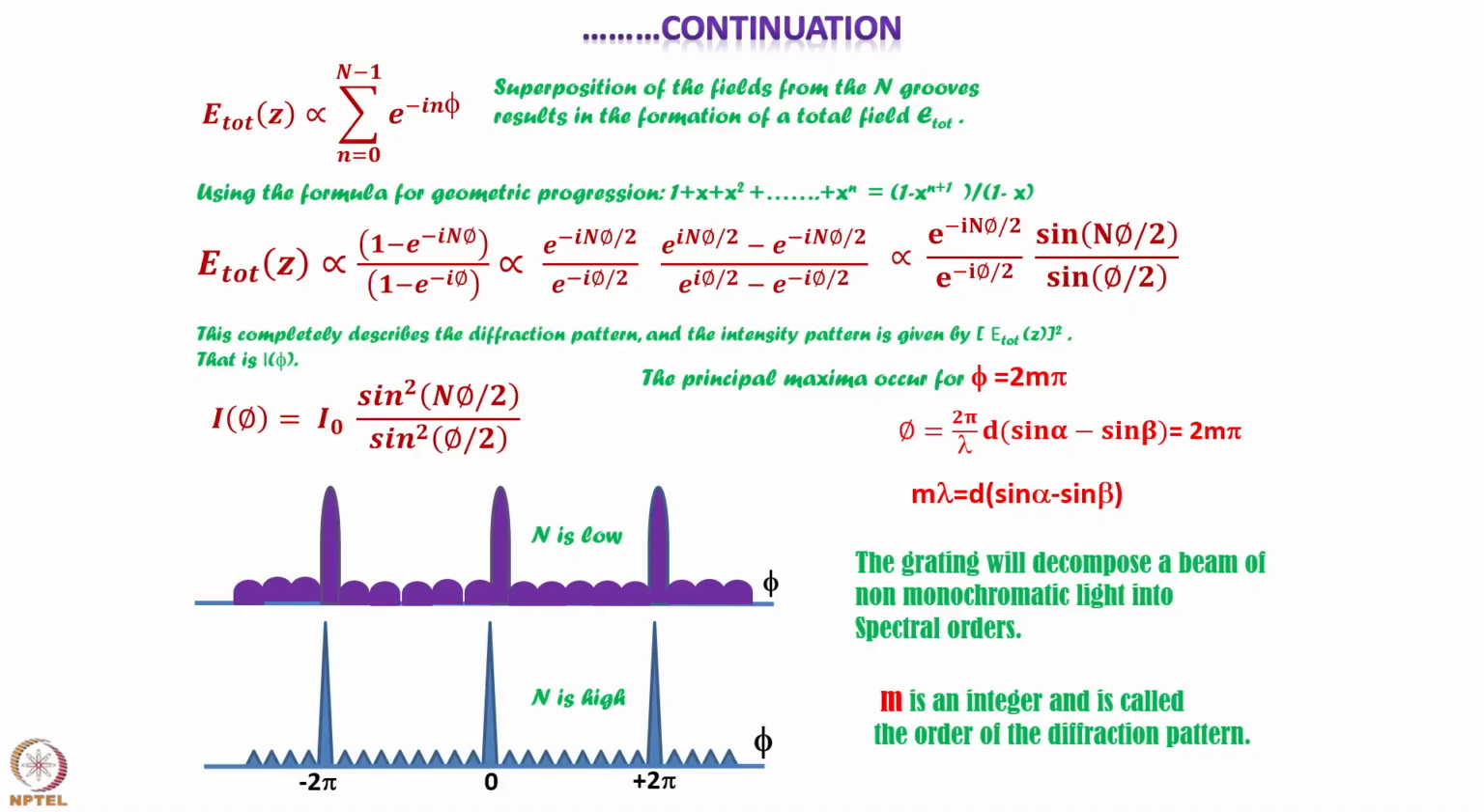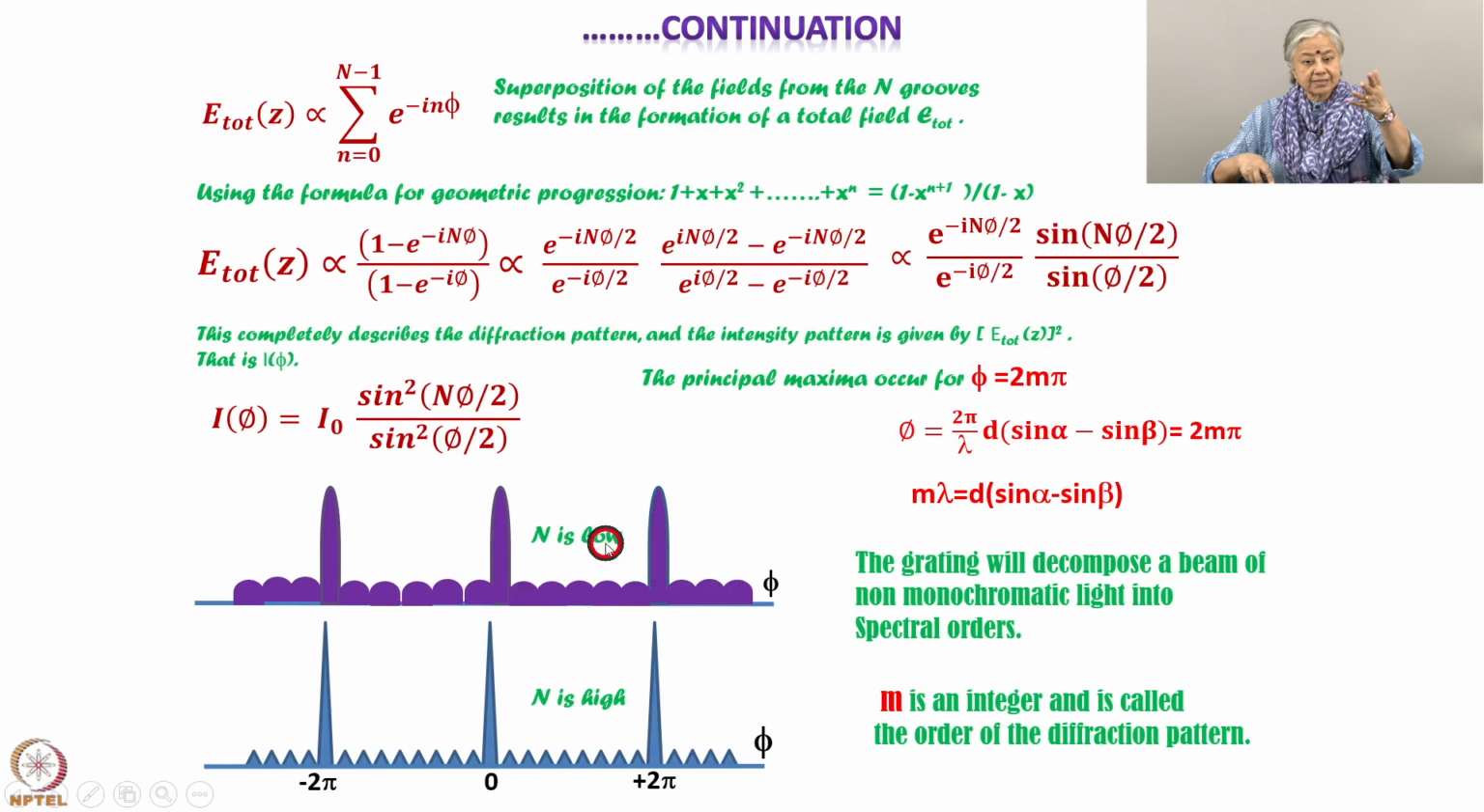And here, if you see in this picture, you have seen it last time also, this is what a grating pattern will look like. Once the beam has hit the grating, this is what you are seeing on a screen. So, this is in case N is low. N, if you remember, was the number of grooves on the grating, and here also N is high.